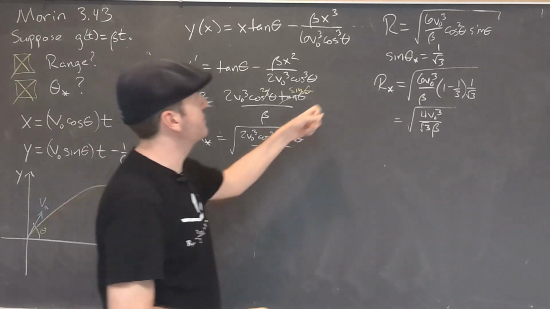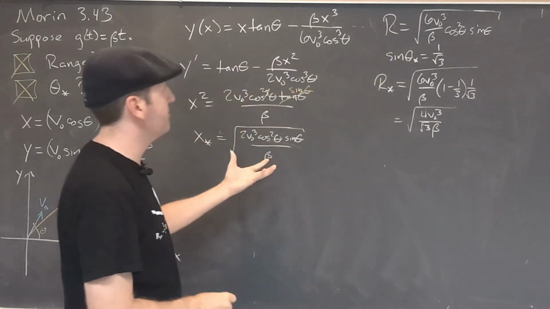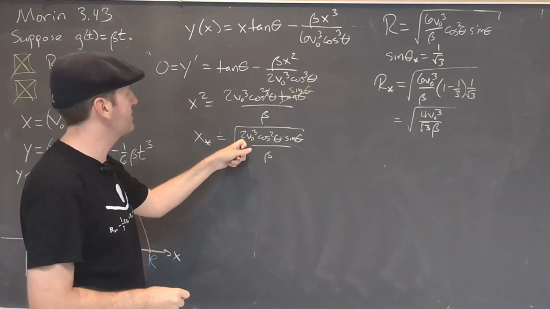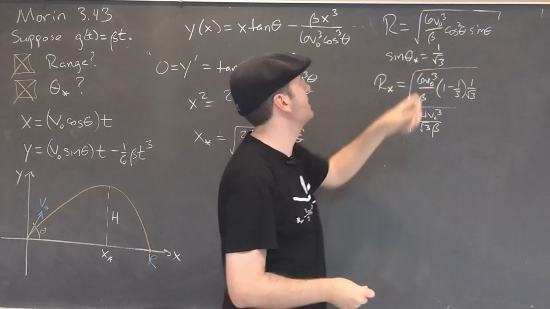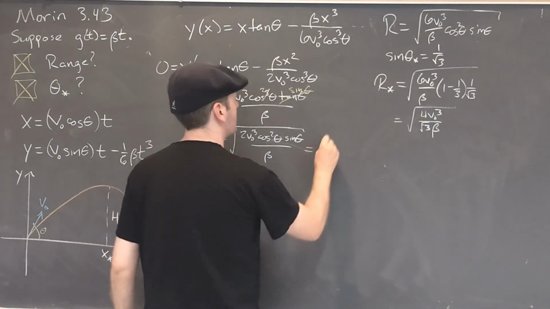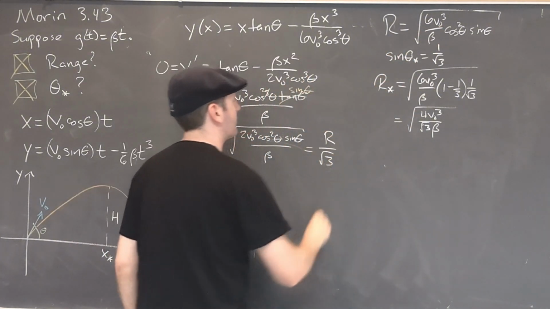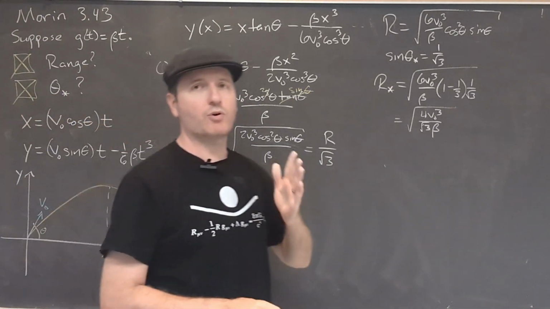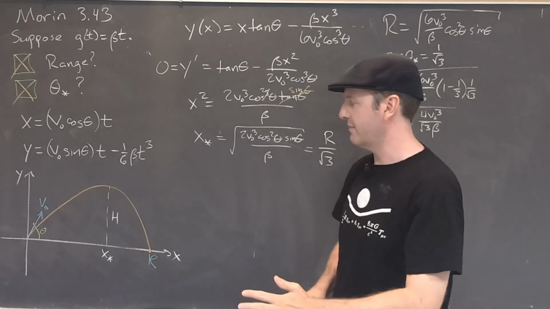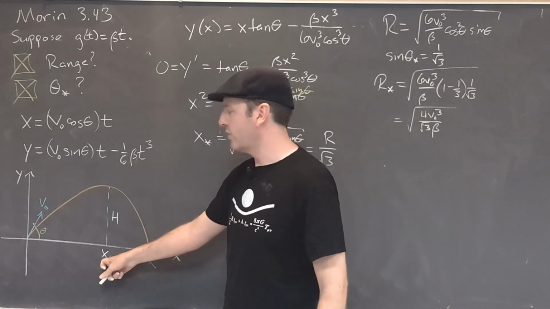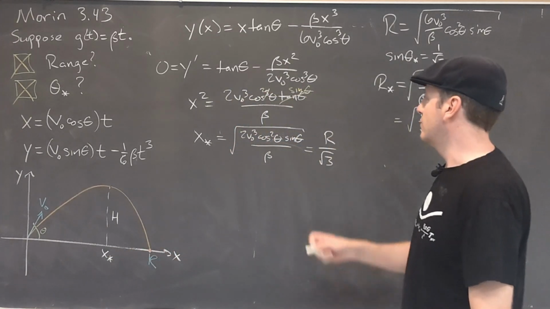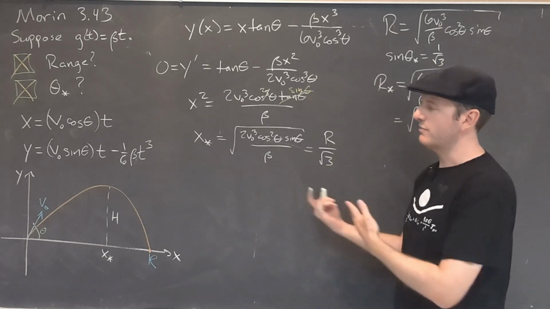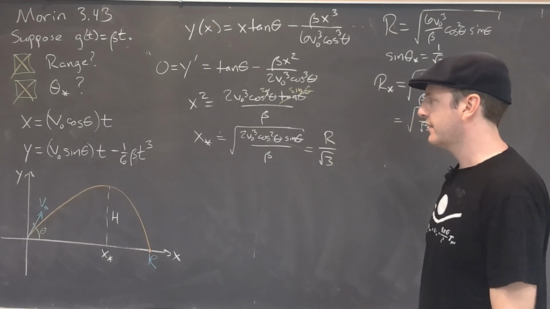Notice we can compare that directly to the range. It has the same basic structure. The only thing that's different is this 2 versus this 6. So in fact, this is just r over root 3. So instead of being r over 2, like in a parabola where it splits it right down the middle, this is r over root 3. So dividing it by a number less than 2 is going to move it a little bit to the right.